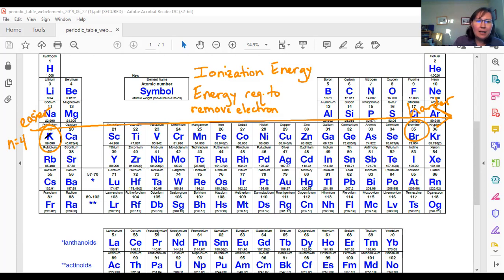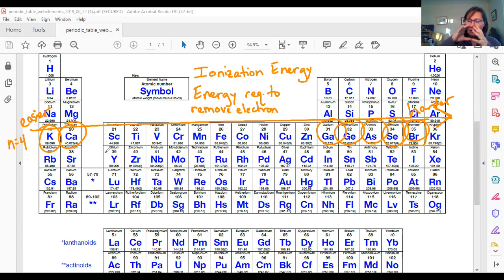Now, let's take a look. In this energy level, we have potassium, and then we have calcium, gallium, germanium, arsenic, selenium, and then finally bromine. As we go across, and yes, there are these d orbitals, but remember the full d orbitals are energy level 3, so we're not going to look at them right now. By the time we get to bromine, we have all of these extra protons in the nucleus, but we're still in the same energy level. So we're not farther away from the nucleus.